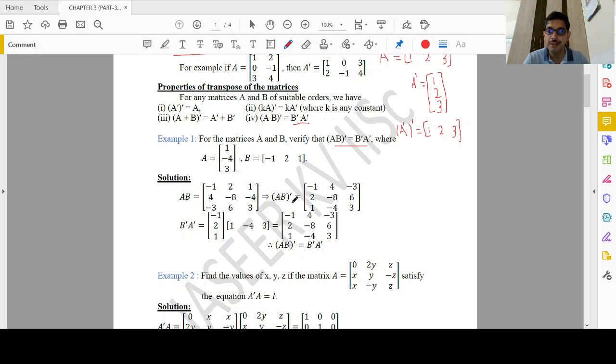After finding AB dash, now you need to find B dash A dash. B dash is the transpose of B. Here B was a row matrix, so B dash will become a column matrix. Similarly, A was a column matrix, so A dash will become a row matrix. Now you need to find the product of B dash A dash. Here B dash is a 3 by 1 matrix and A dash is a 1 by 3 matrix.